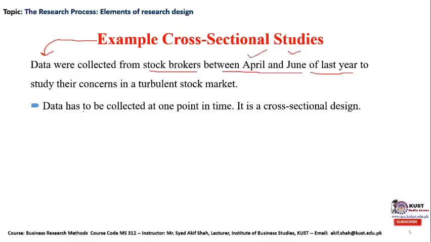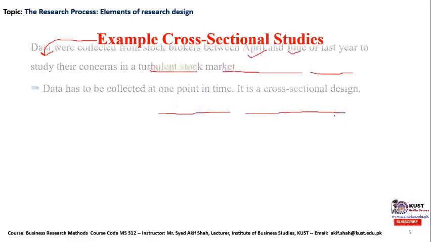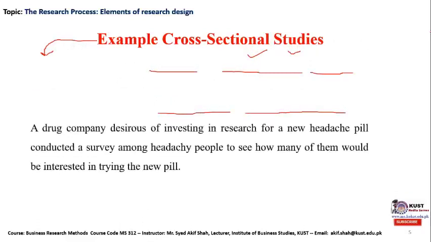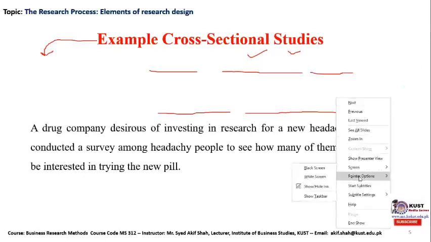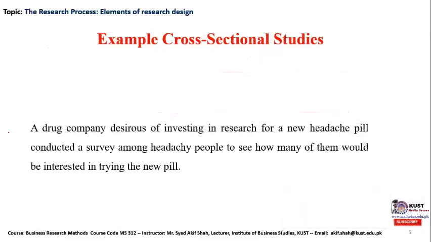So here we can see that data has to be collected at one point in time, and therefore it is called a cross-sectional design of study. Let us take another example. Here a drug company is desirous of investing in research for a new headache pill.